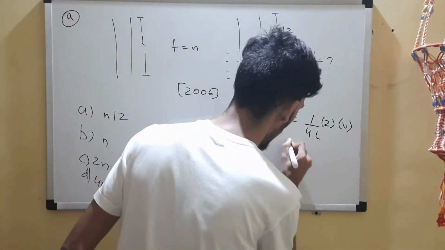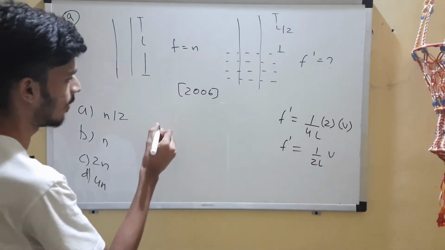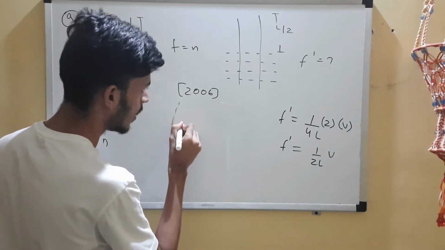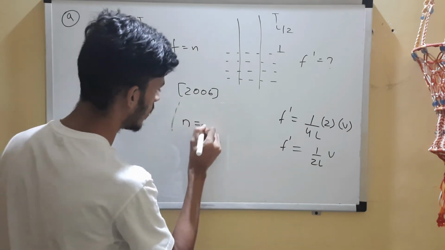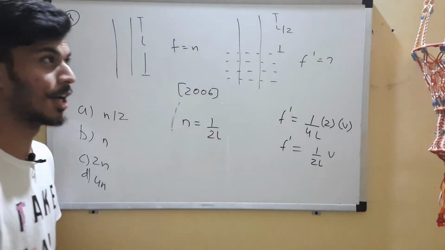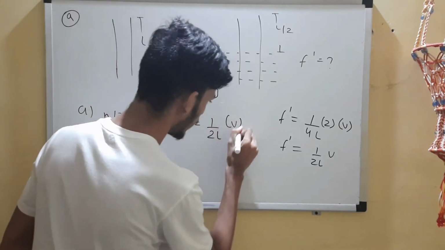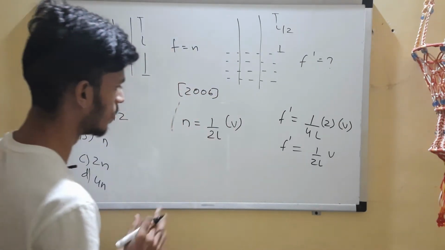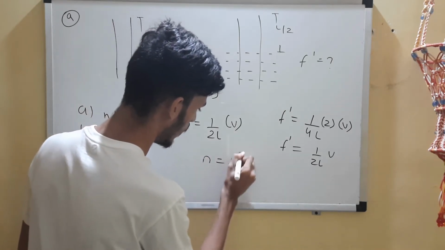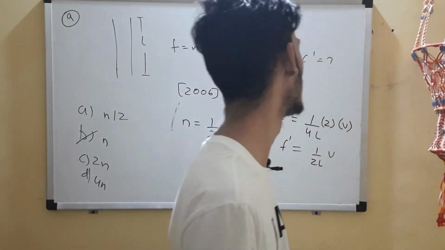So here you have f dash is equal to 1 by 2L into V, and here also you'll have the same thing. Let's write it for the open pipe. The frequency over here is n, so n is given as 1 by 2L into V. This is the formula for our open organ pipe, and the length is L over here. So you can see that both of these are equal. n equals f dash, so the answer is B. Such a simple question, right?